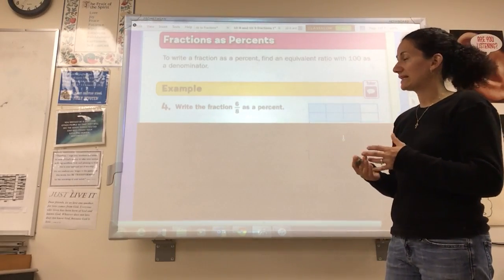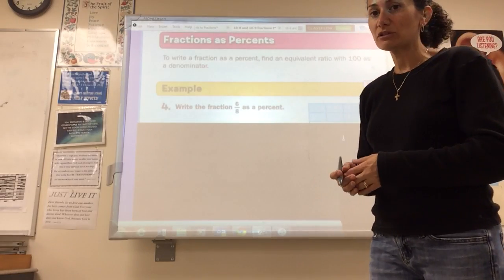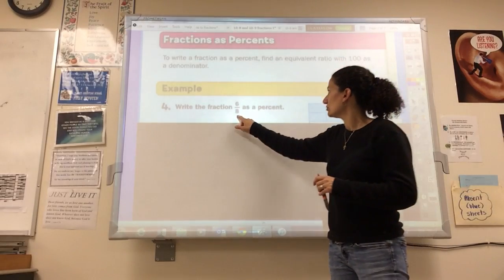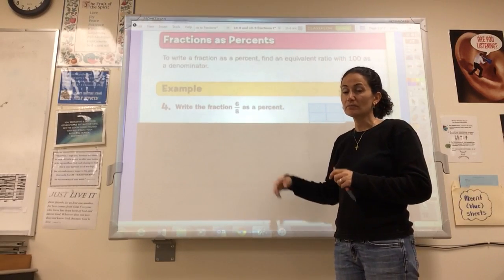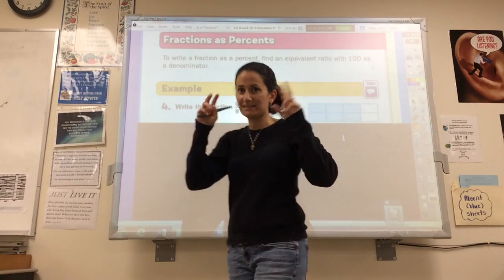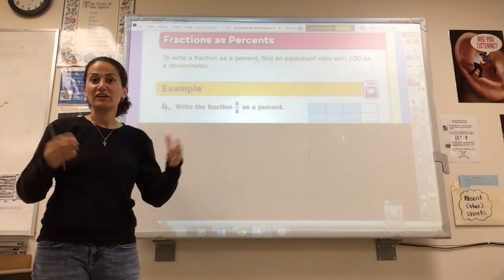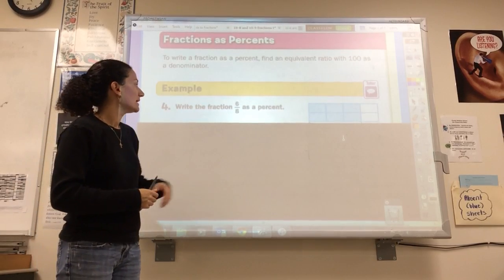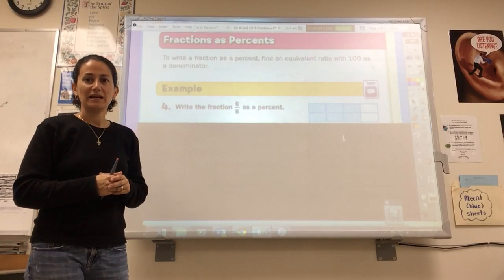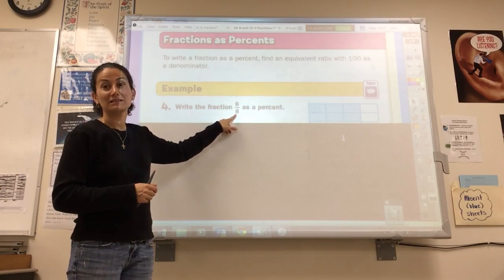Writing a fraction as a percent is very similar to writing a fraction as a decimal. You want to try to get the denominator to be 100 or 10. And a lot of times, you can look for those easy denominators such as 2 or 4 or 5 or 50 or 25. The second strategy is to look and see if the fraction can be simplified.